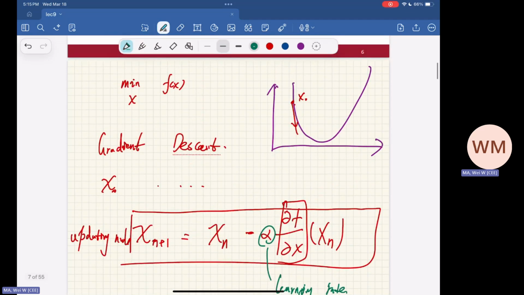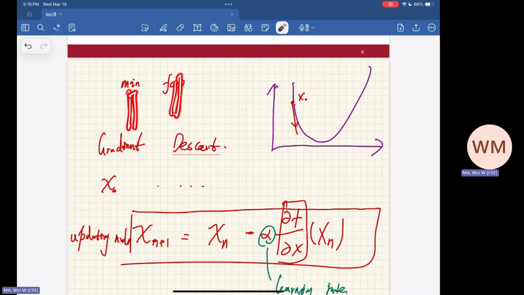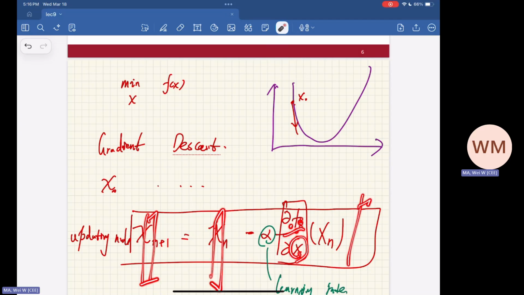And here, remember that x is a vector. So here is a vector, and this x is also a vector. Here you have a vector, this is also a vector, and the gradient, the derivative of f with respect to x, is also a vector. So it's a vector minus a vector equals another vector. Everything here is a vector. So this is gradient descent.